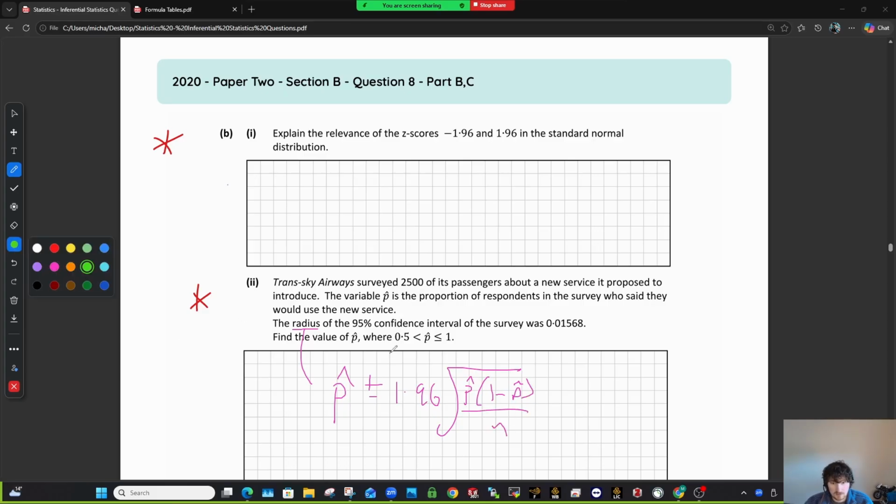This here is known as the radius. That's what we would call the radius. And it basically just tells us straight up that this is the radius here. So this green thing is 0.1568. Okay, so that's really just a mathematical instruction. We just have to go do some algebra on this now. So let's give this a go.